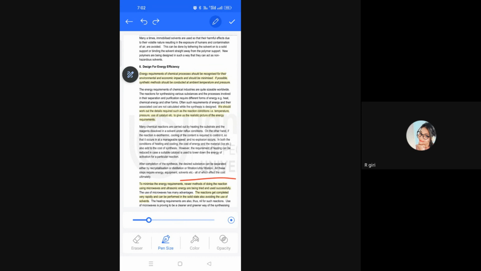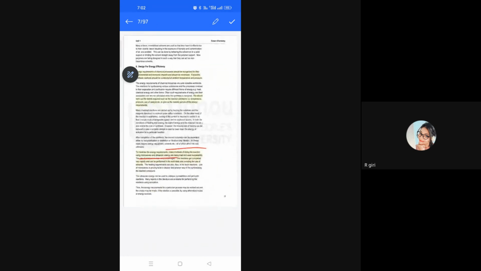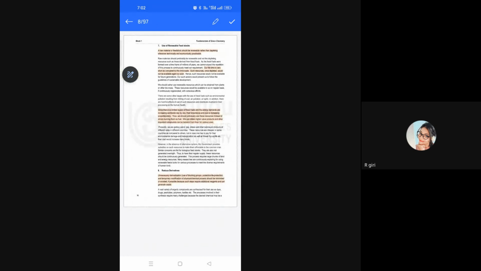To minimize the energy requirement, you should adopt different types of new methods for doing the reaction. Using microwaves and ultrasonic energy are being tried. These are the advanced techniques. Microwave and ultrasonic energy are being used for the preparation and production of chemicals. This note is available on the IGNOU website. You can download it. I will send this link tomorrow. You should download it so that it will be helpful during your examination.